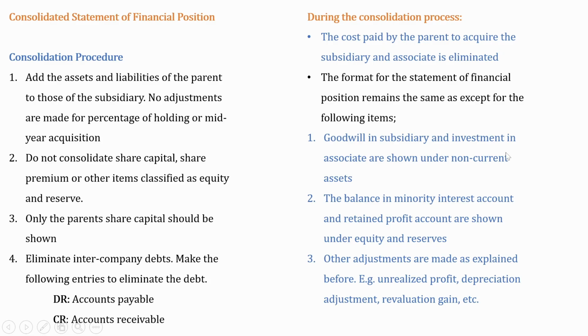Goodwill in subsidiary and investment in associate are shown under non-current assets. You're going to deduct goodwill impaired. The net amount is going to be shown as goodwill. The balance in minority interest account and retained profit account are shown under equity and reserves. Other adjustments are made as explained before, e.g., unrealized profit, depreciation adjustment, revaluation gain, etc.